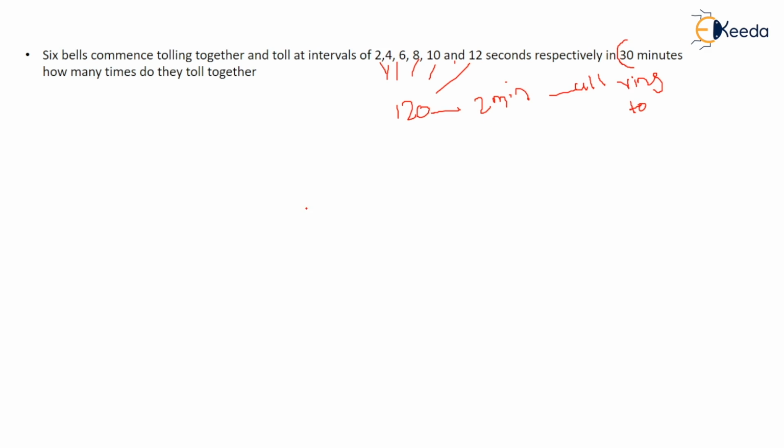So in 30 minutes, how many times will they ring? 30 by 2, that is 15 times. Here no condition is given that initially they rang together. So 15 times is the answer. So 15 should be your answer.